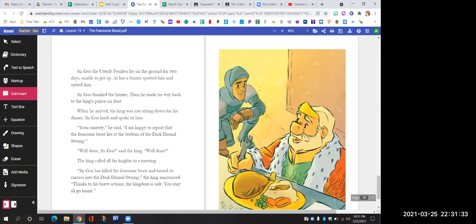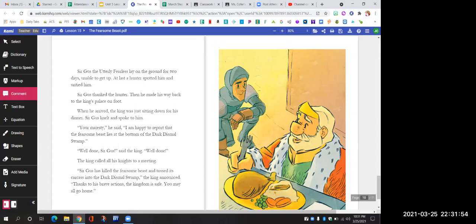When he arrived, the king was just sitting down for his dinner. Sir Gus knelt and spoke to him. "Your Majesty," he said, "I am happy to report that the fearsome beast lies at the bottom of the dark, dismal swamp." "Well done, Sir Gus," said the king.